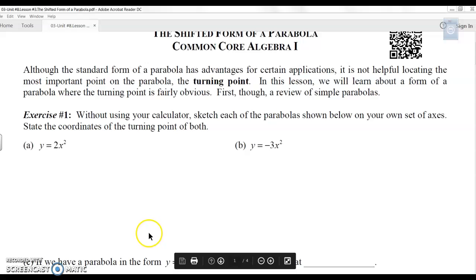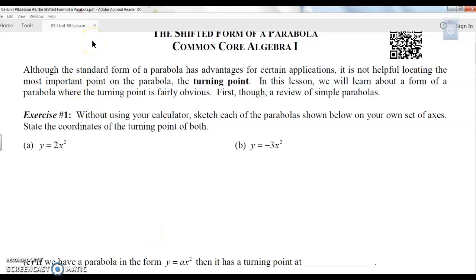This is Algebra 1, Unit 8, Lesson 2 on the shifted form of a parabola. Okay, now we've done the standard form of a parabola, which is y equals ax squared plus bx plus c.